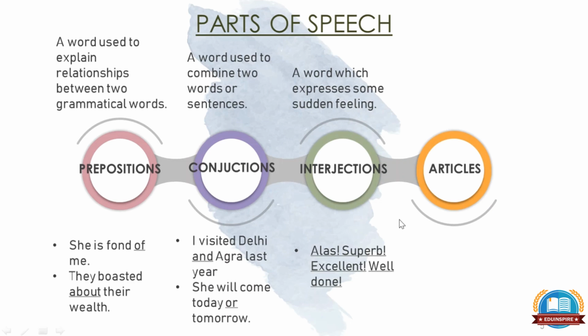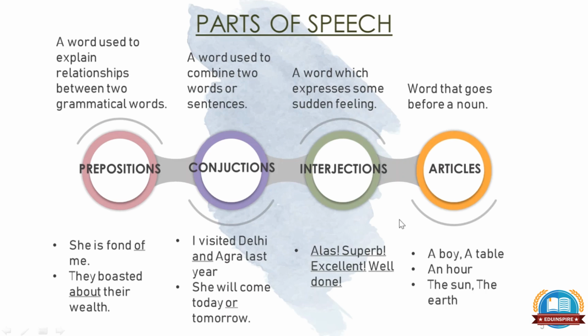Now, our last part of speech is articles. A word that goes before a noun is called an article. For example, a boy, a table, an hour, the sun, the earth. So, this is how we use the articles.